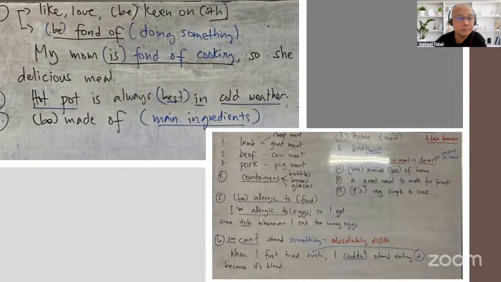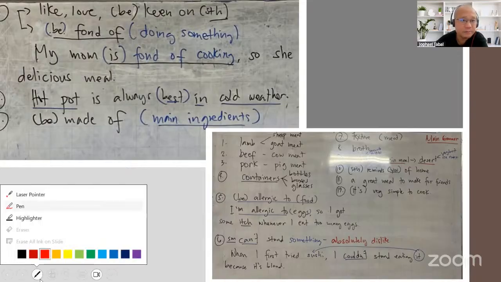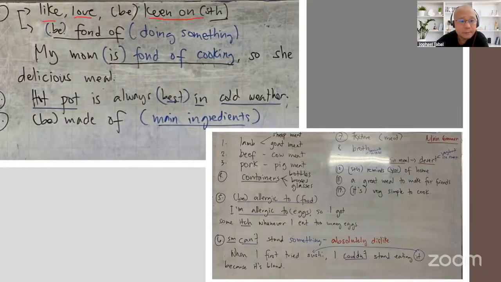We have be fond of, which means like, okay? Like, love. For example, my mom is fond of cooking, or I'm not really fond of preparing dishes or cooking, all right? So be fond of means like, love, or be keen on. We have hot pot is always best in cold weather, right? Best in, right? So for example, eating barbecue, I think, is best in cold weather or best in the winter season. We also have here different kinds of meats, all right? So we have lamb, sheep or goat meat, beef, cow meat, pork, pig meat.